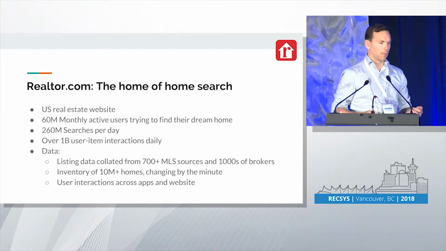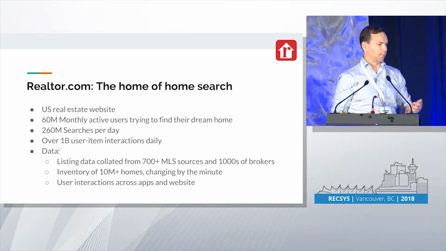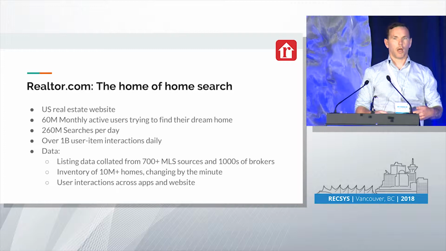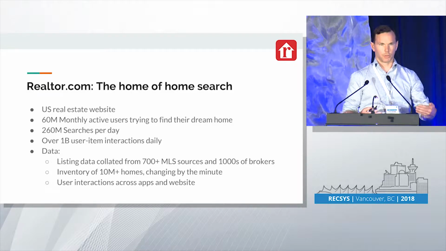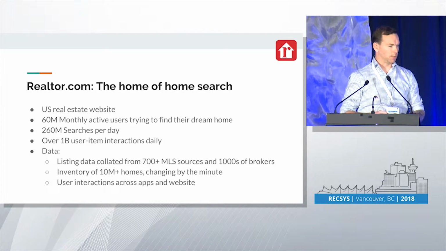So realtor.com, we like to think of ourselves as the home of home search. Users come to the site. We get about 60 million monthly active users. They're looking for their dream home, predominantly US-based. We get about 260 million searches a day. That translates into over 1 billion user item interactions, like distinct users to distinct item interactions.